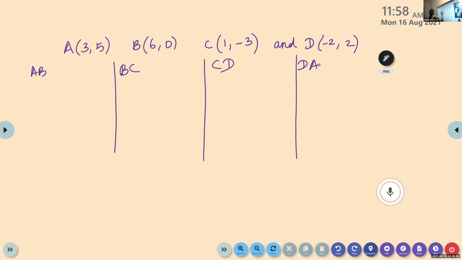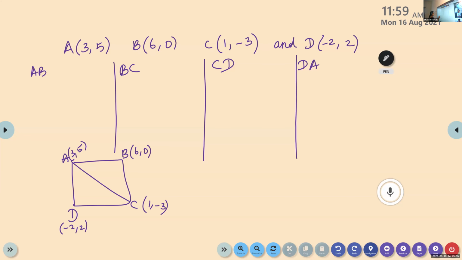If you want, you can draw one rough figure so that it will be clear. When you name the vertices, name them in a cyclic order. Don't jump from one vertex to another. A is (3, 5). B is the vertex (6, 0). C is the vertex (1, -3). And D is the vertex (-2, 2). So first you have to find all the four sides, then find out the diagonals.